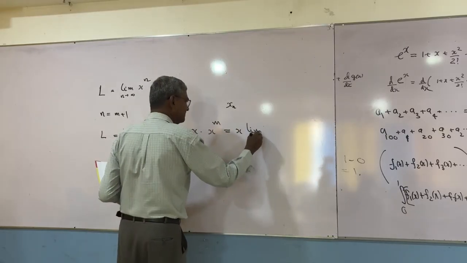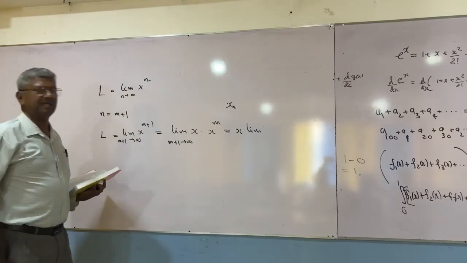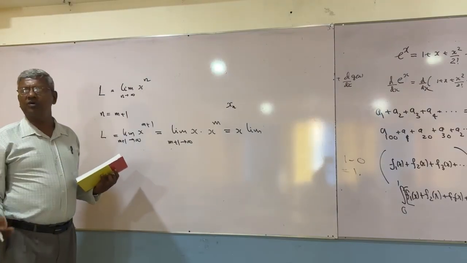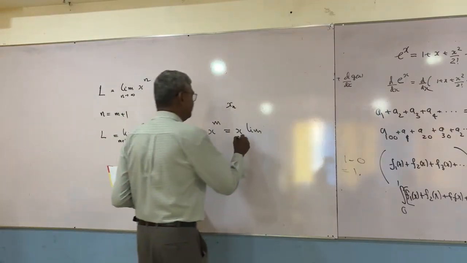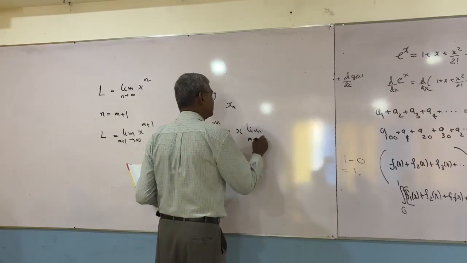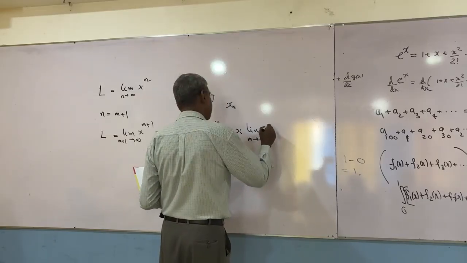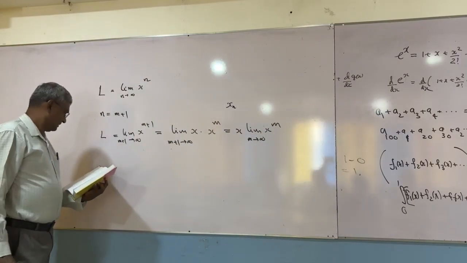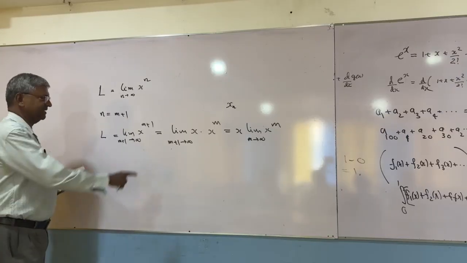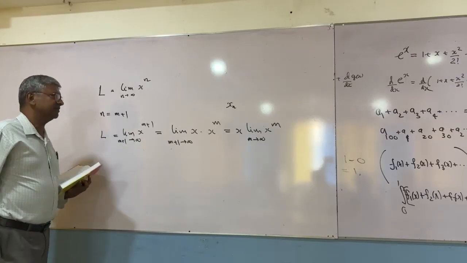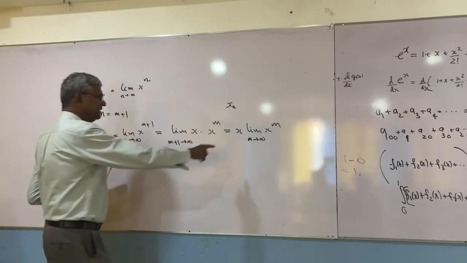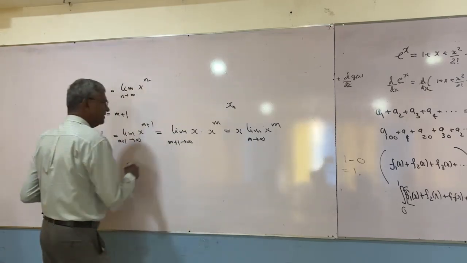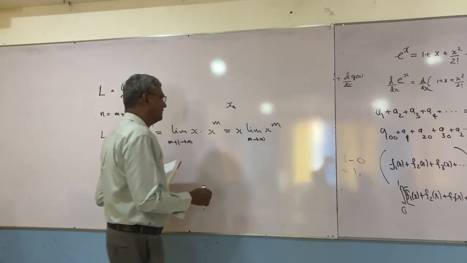Since x has nothing to do with this m, you can pull out x, that is true. Then limit. He says, if m plus 1 goes to infinity, then m must go to infinity. So, same thing, m tends to infinity, x to the m. The reason is, when m plus 1 tends to infinity, m tends to infinity, and when m tends to infinity, m plus 1 also tends to infinity.